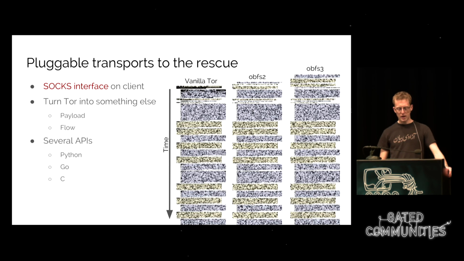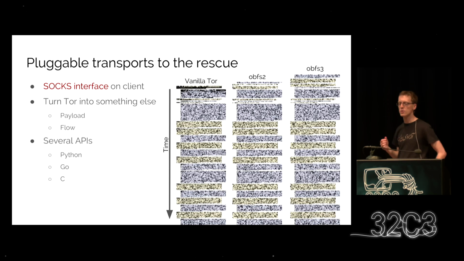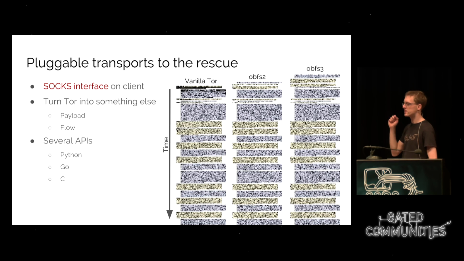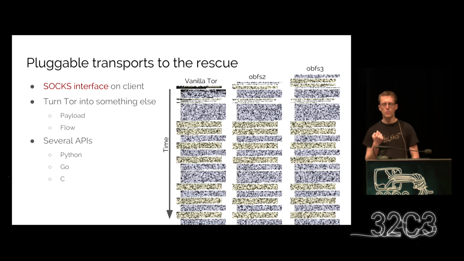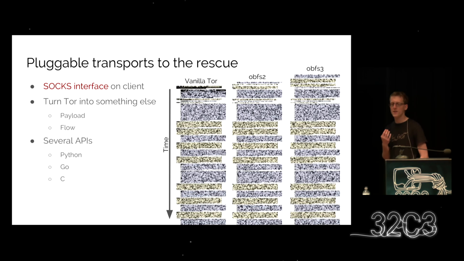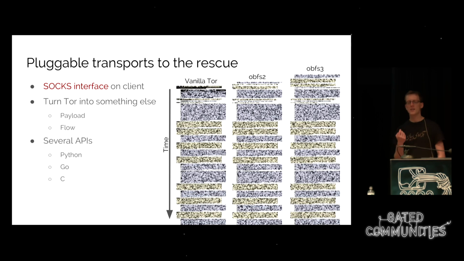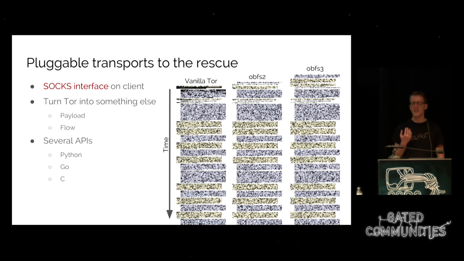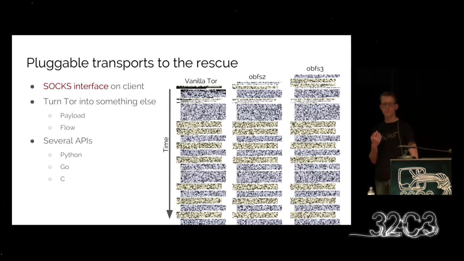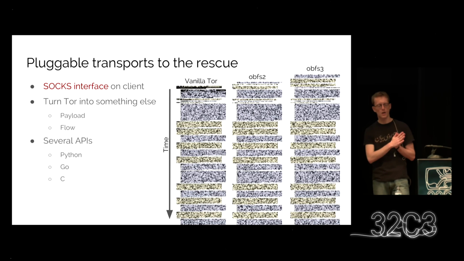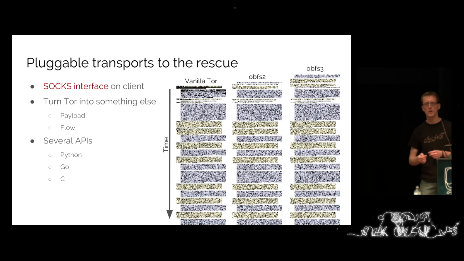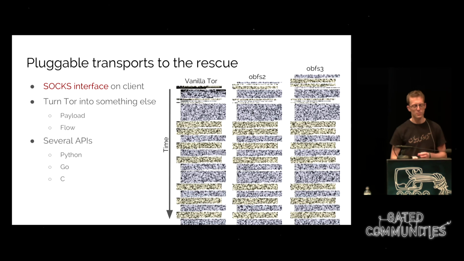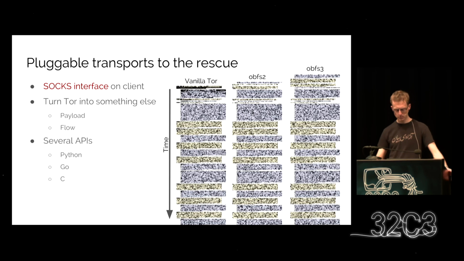And on the right, you can see a visualization of the payload of vanilla Tor versus OBFS 2 and 3, and every pixel represents the value of a byte. And the point of this diagram is, if you look at the top left, you see that vanilla Tor doesn't look very random, right? And what you see here is basically the TLS handshake, since it just doesn't use the entire byte space in its handshake. And this is what some circumvention protocols are trying to fix.